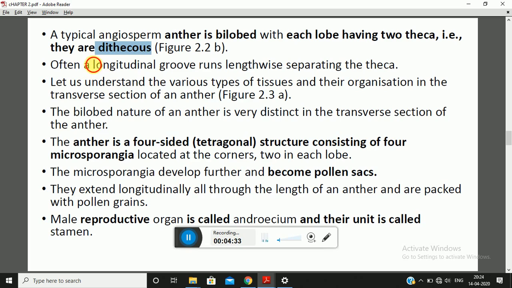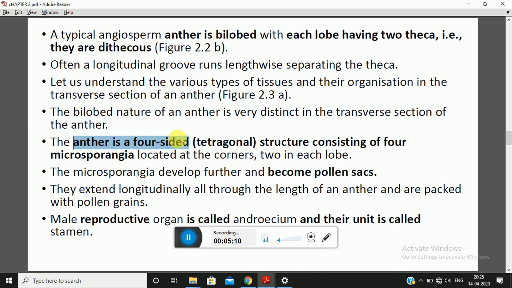Now there is a longitudinal groove which runs lengthwise and separates both the theca. Now if you try to understand different types of tissue and their organization in the transverse section of anther, we can see that there is a bilobed nature of anther. Anther is bilobed. There are two lobes in the anther, and it can be clearly visible in the transverse section of the anther. Now if you try to have a transverse section of an anther, then both the lobes of the anther are clearly visible.